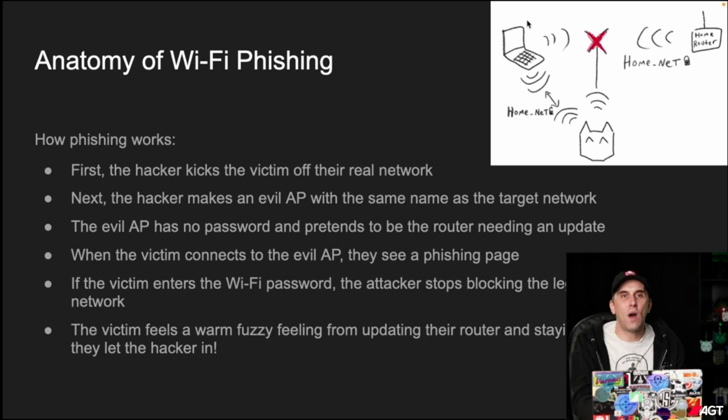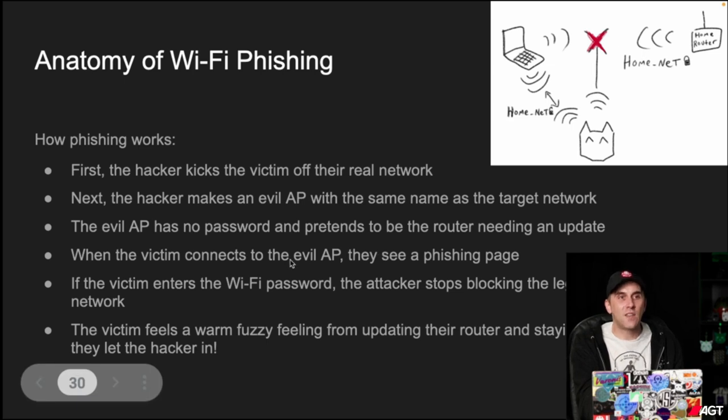So the anatomy of Wi-Fi phishing is such. We are going to first kick the victim off of their real Wi-Fi network, which we are going to simulate in this case, but is very easy to do. And then we're going to create an access point with the exact same name as the target network, but no password. We're going to pretend that the router needs an update or give some other plausible explanation for needing the Wi-Fi password. And when the victim connects to the access point, we're going to be able to not only pop up a phishing page, but also get a notification telling us that a victim has connected.